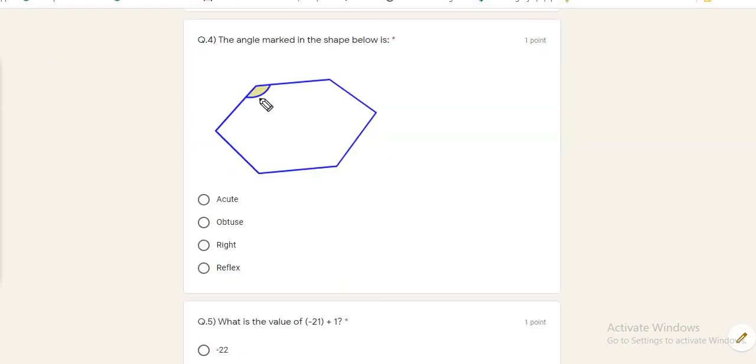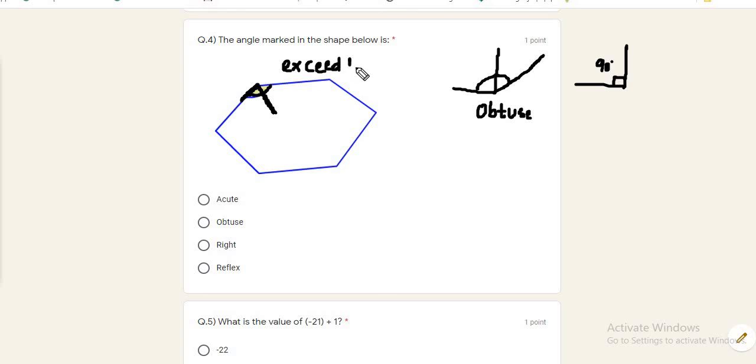So B is the correct option. Question 4. The angle marked in the shape below is. Now we know that when an angle exceeds the L shape, then the angle is obtuse, and the L shape is a 90-degree shape, as we have discussed earlier. So here we can see that if we complete the L from this line, the angle shown exceeds the L shape. When the angle shown is exceeding the L shape, the angle is said to be obtuse. So B is the correct option.